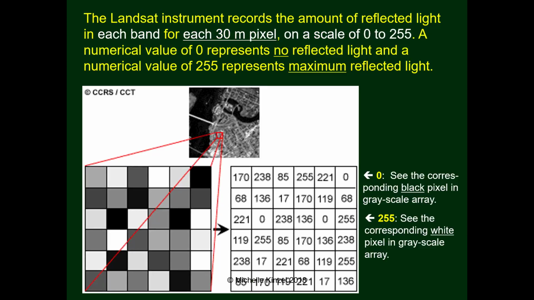So the Landsat instrument records the amount of reflected light in each band for each 30 meter pixel, again on a scale of 0 to 255. The numerical value of 0 represents no reflected light, and a numerical value of 255 represents maximum reflected light. So the bright areas in an image are going to have higher DNs. Dark areas have lower.